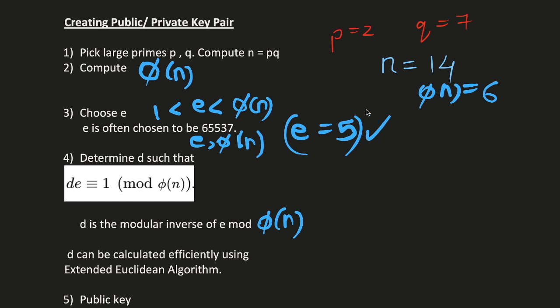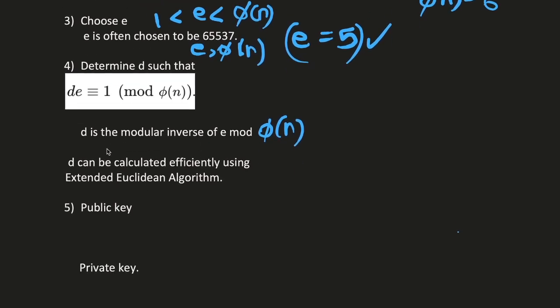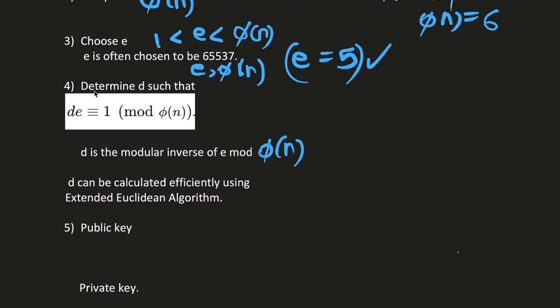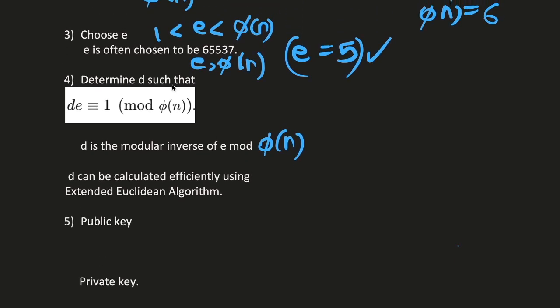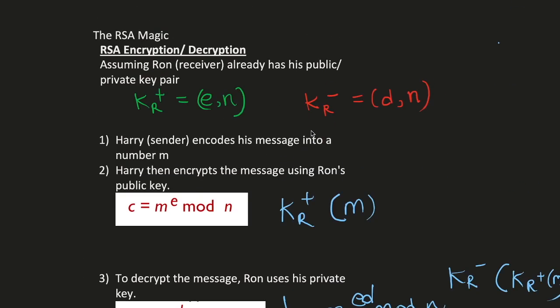So that's step 3. Let's move on to step 4, which is determining D. D is determined in such a way that DE is congruent to 1 mod phi of n. D is also called the modular inverse of E mod phi of n, and it is actually calculated efficiently using the extended Euclidean algorithm. But we can also calculate D like this.